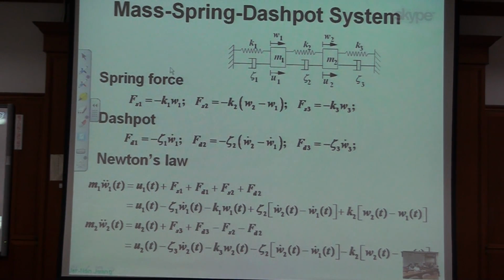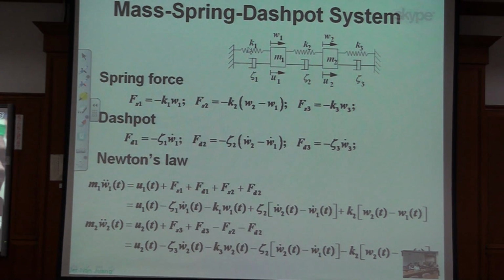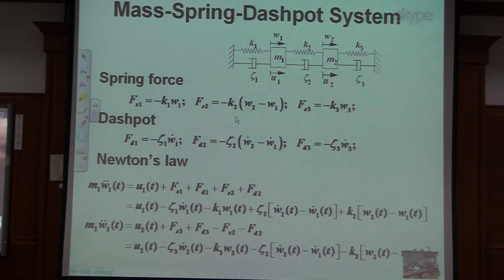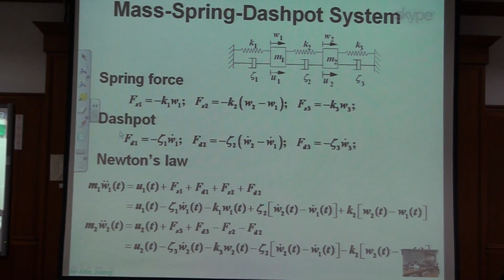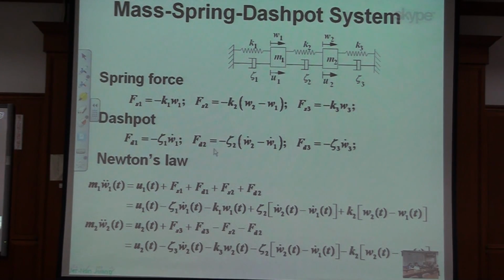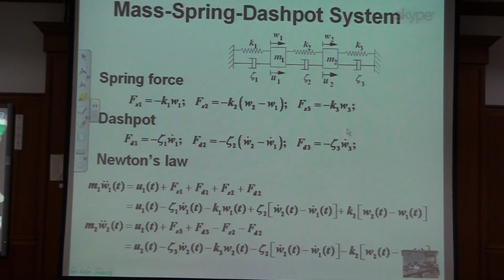And this is the way to derive the equation of motion. I have spring force from K1, spring force from K2, spring force from K3, so I have these spring forces. I have dead spot force from 0 1, dead spot force from 0 2, dead spot force from 0 3. With the spring force and the dead spot force, Newton's laws give us the whole equation of motions. And this is the way we derive the spring and dead spot system.